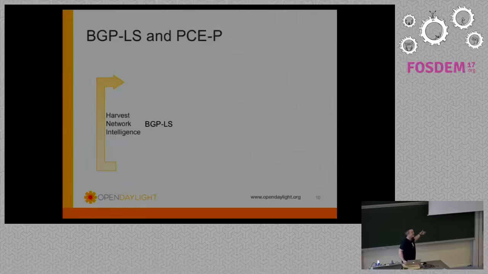So I mentioned this thing about using different protocols, one to get information, one to push it in. So we're using BGP-LS to get data out of the network. So now we know what our ISIS or OSPF topology looks like. Then we use PCEP to program MPLS label switch paths into the network.